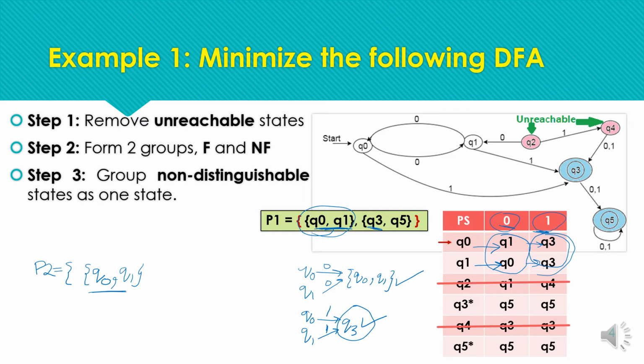Means for input symbol 0 we are moving to the same group in partition 1, and for input symbol 1 we are moving to the same state. So we can keep these two states in a single group for the next partition, that is partition P2. Okay, now let's check for the final state group.